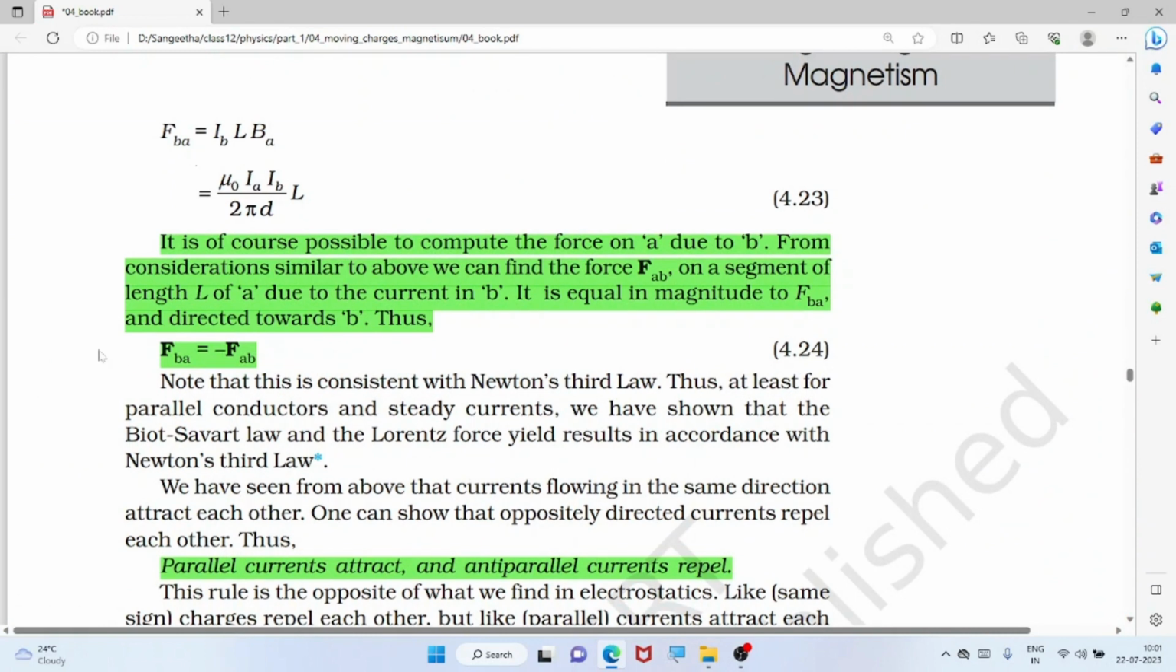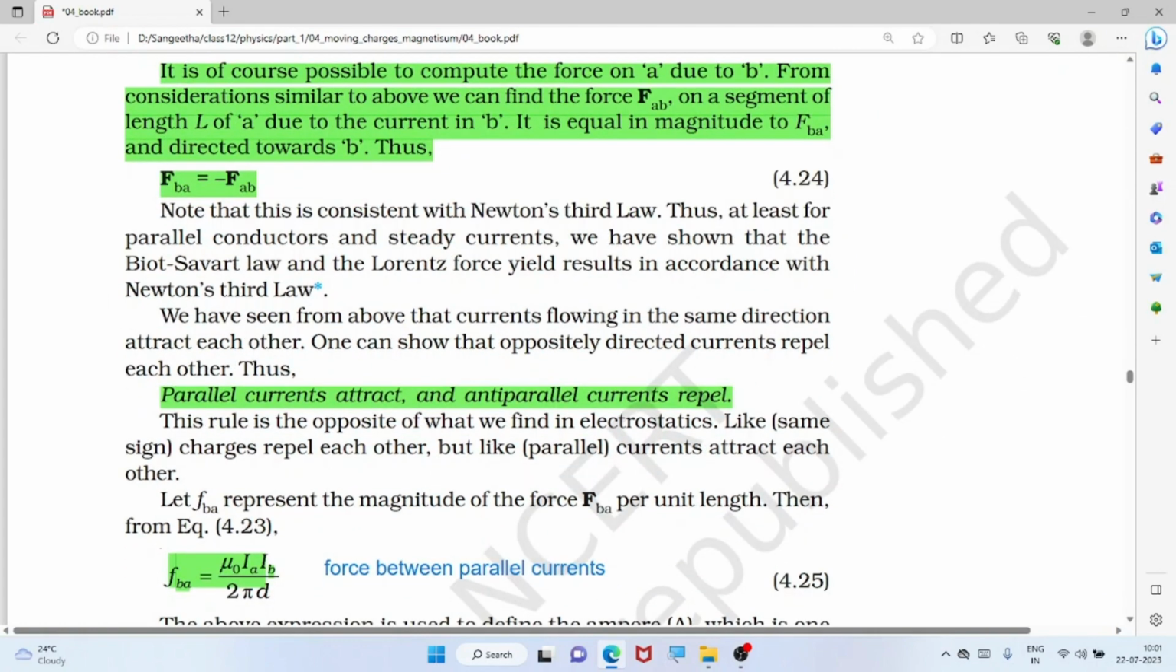Now both will have the force equal and opposite. Parallel currents, similar currents, attract each other. If they are flowing in the same direction, they attract each other, but if they are flowing in the opposite direction, anti-parallel, they repel each other. This is important. Same direction, then the conductors will attract each other. If the current is flowing in the opposite direction, the conductors will repel each other.